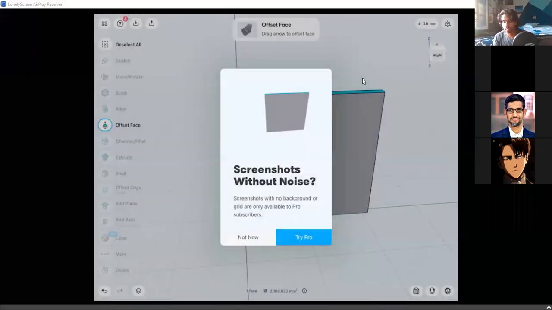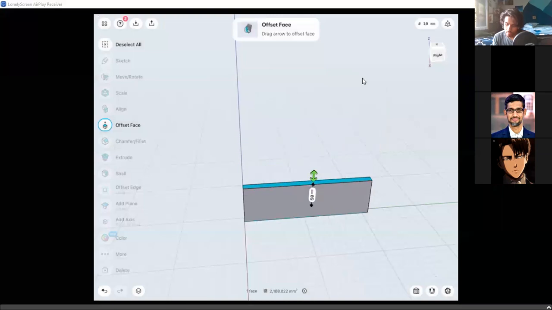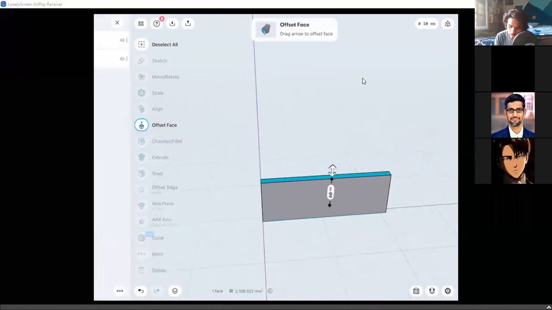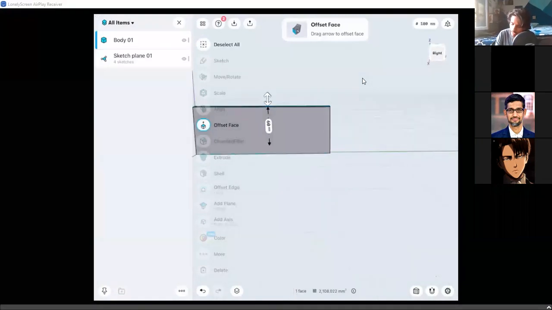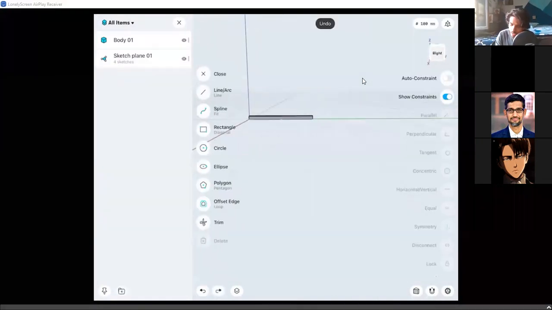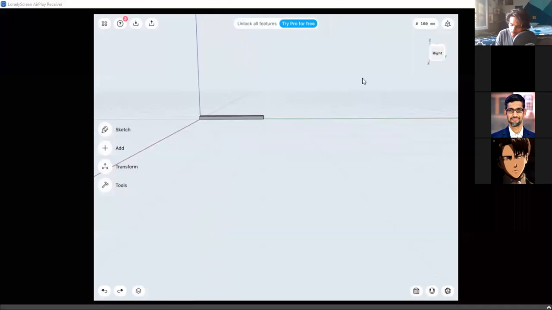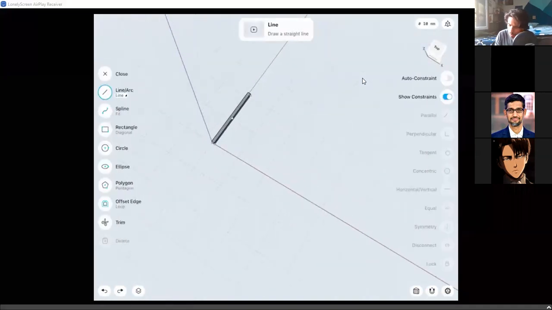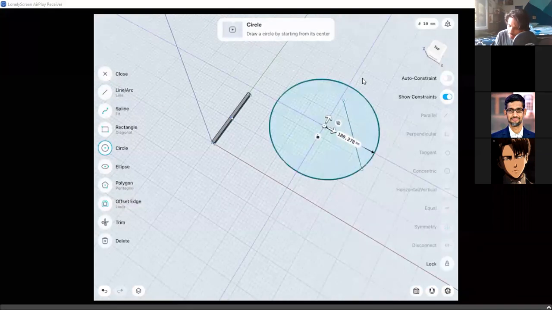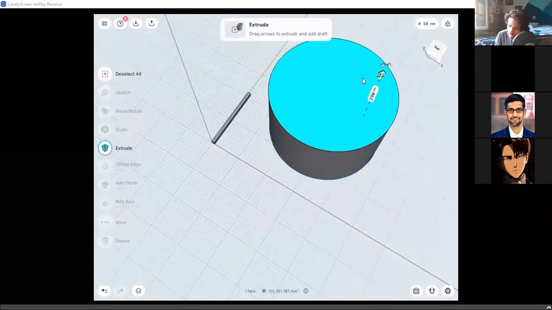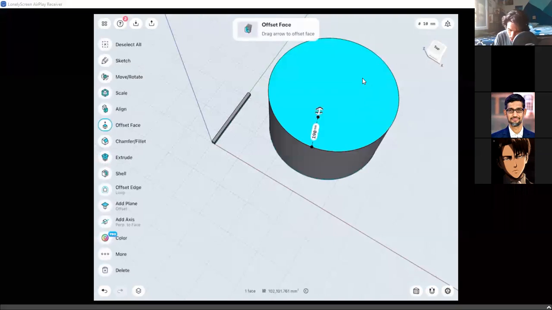Whenever you're extruding a body from a specific shape, just like yesterday also, I will take another body here. What was the body? I have taken a circle and have to offset it. How do I offset it?